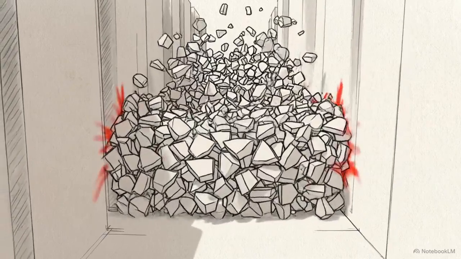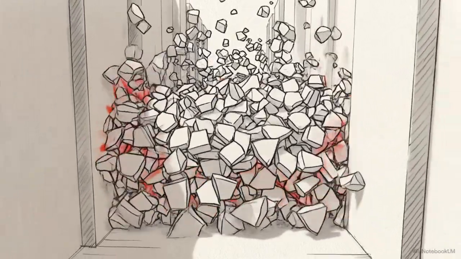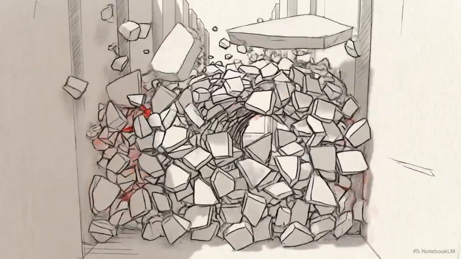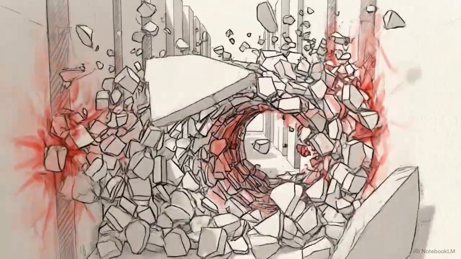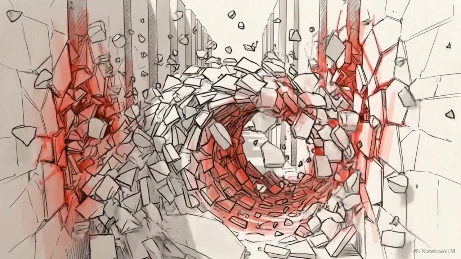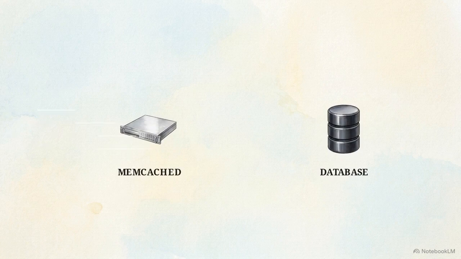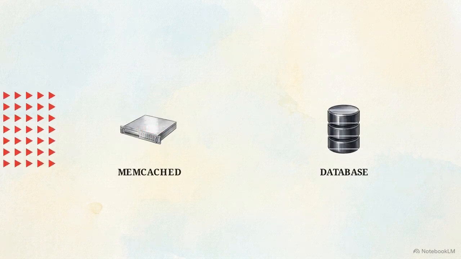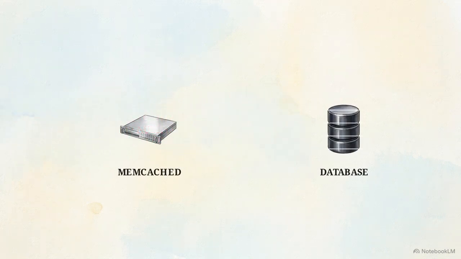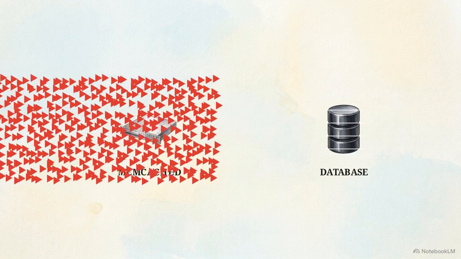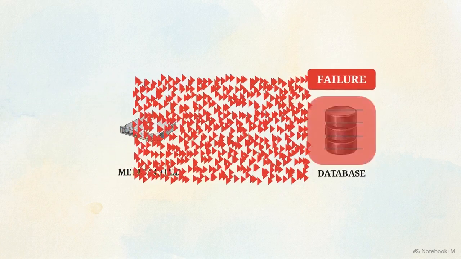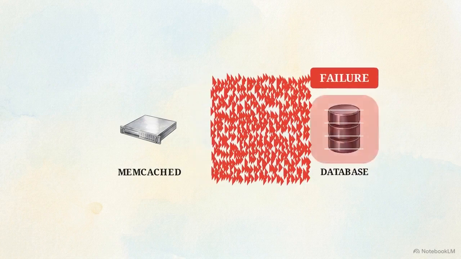Even with perfectly optimized memory allocation, caching systems face catastrophic systemic threats. The most dangerous is the cache stampede, also known as the thundering herd. A stampede triggers when a highly popular cache key reaches its exact expiration timestamp while thousands of concurrent users are actively requesting it. In a fraction of a millisecond, thousands of read requests hit the cache, discover the key is missing, and simultaneously bypass Memcached. They strike the underlying database all at once, causing an immediate congestion collapse.